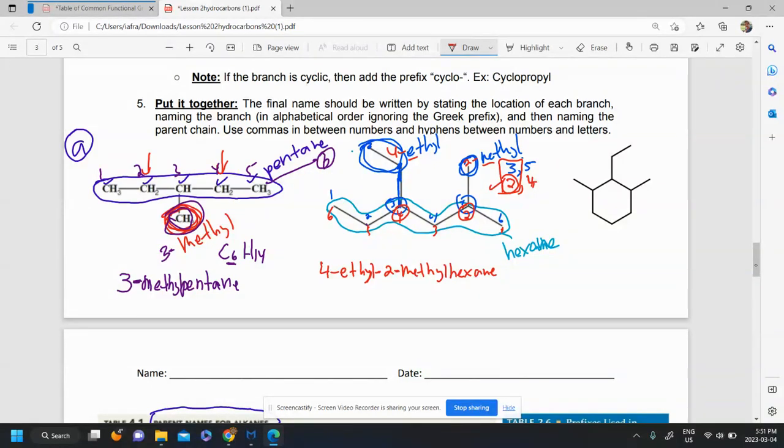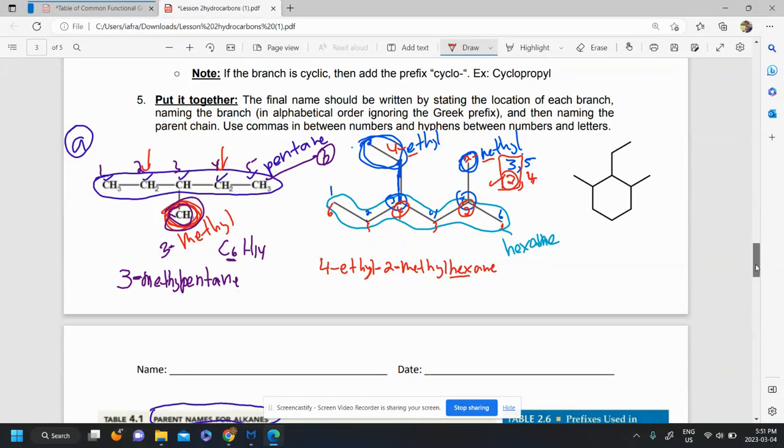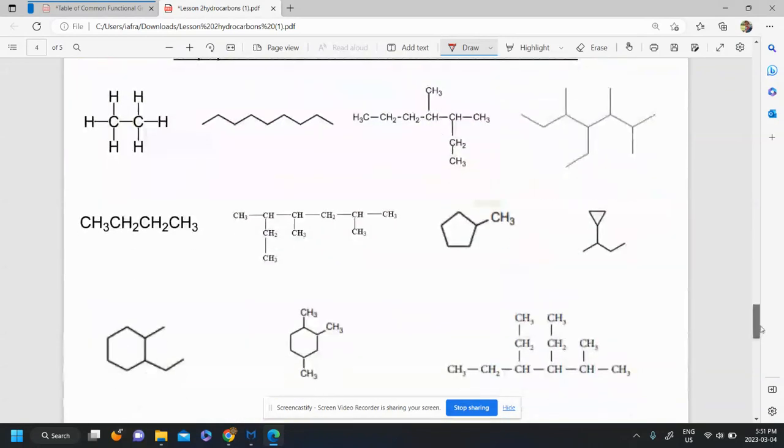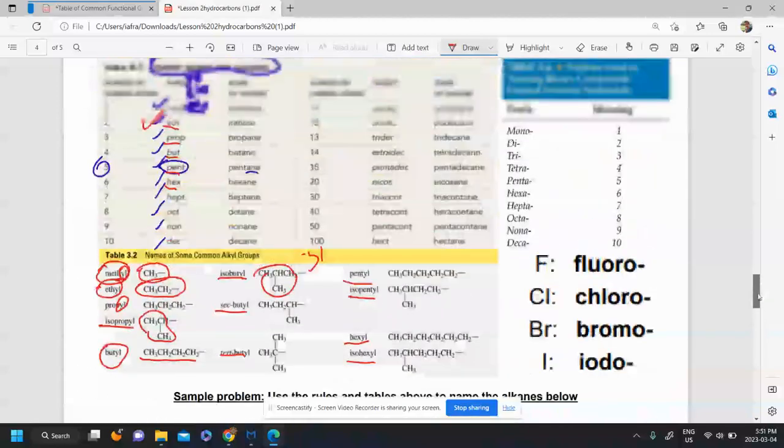So now you've named it by telling me where the substituents are, what the substituents are, and also the parent chain is an alkane and its length. So 4-ethyl, 2-methyl, hexane. That's how you would name that molecule. We'll do the last example together here, and then we'll do some other examples in the next video.